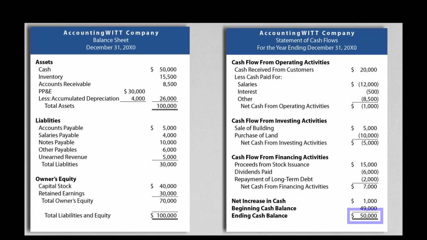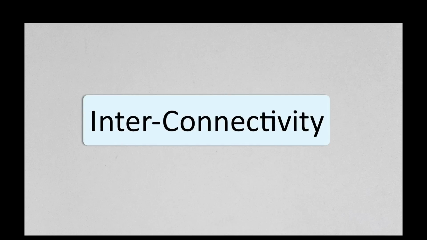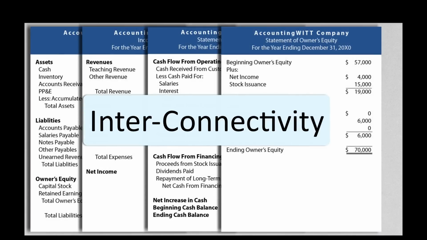For now, notice that the ending cash balance shown on the statement of cash flows matches the cash balance shown on the balance sheet. As a review, interconnectivity exists between the four financial statements. Each financial statement is connected to one or more of the other statements in some way. Understanding this concept will help you understand the four financial statements better and how they help tell the story of a business.